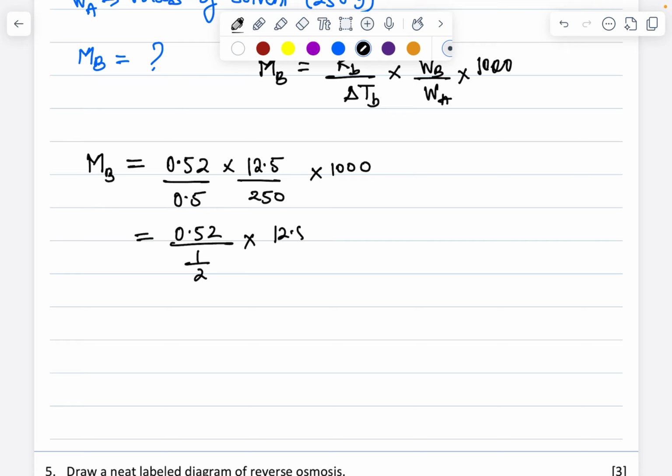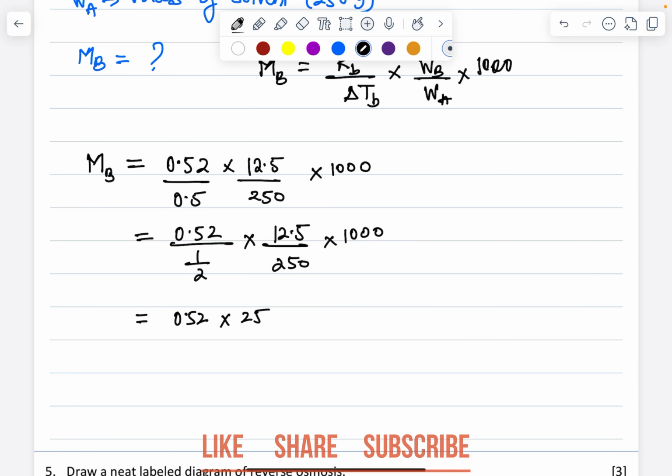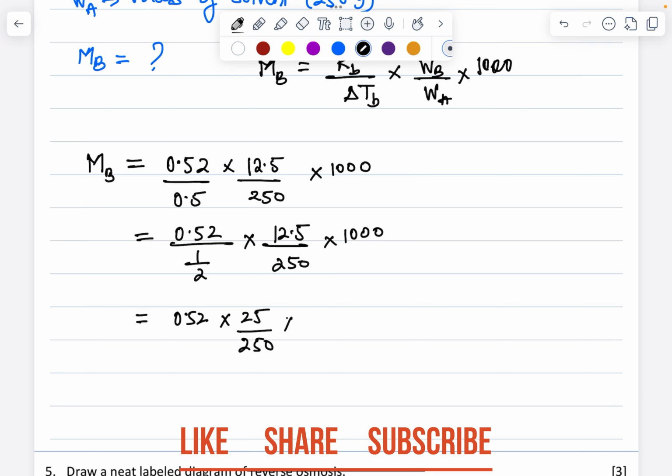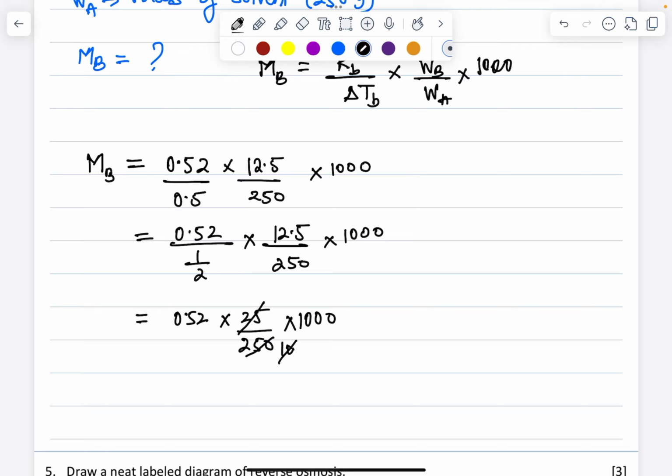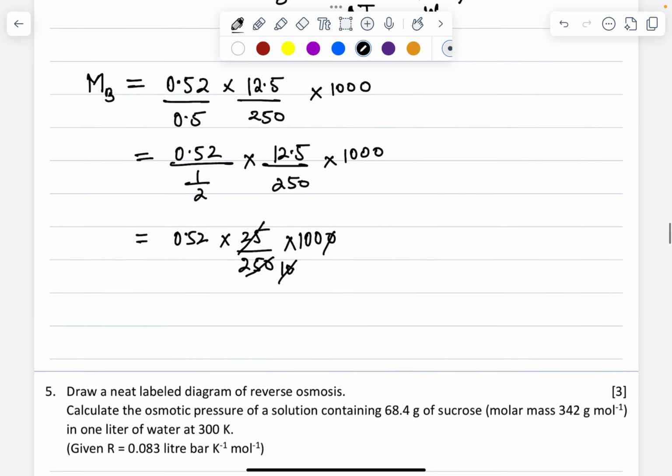I'll tell you the trick: without a calculator, without giving a lot of strain to your brain, you can solve this. This will go on the top, 0.52, and this 12.5 will become 25. This will go on the top, it will get multiplied over there. This is 250 into 1000. So 25 tens are 10 and 10. So the answer becomes 0.52 grams per mole. This unit is very important, otherwise we will lose half marks.